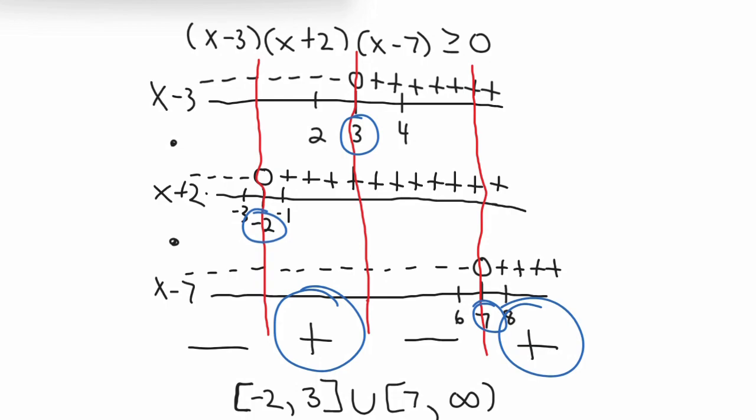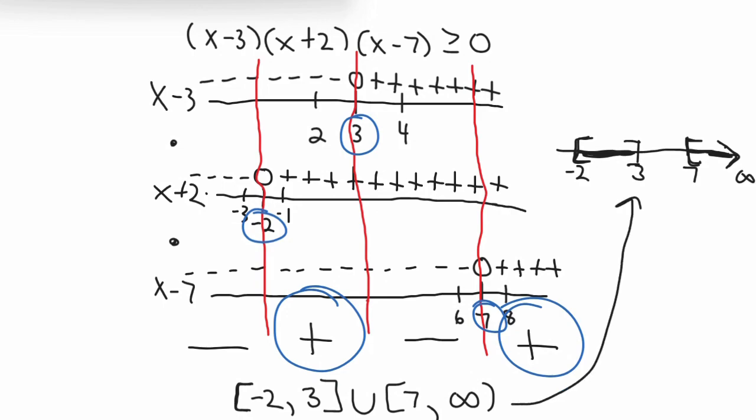To graph this, what you do is you go negative 2 up to 3 and everything in between, and then at 7 you got a square bracket there too, and it keeps going to the right on to infinity. So I did interval notation and I also graphed it. Here's our next problem. You may notice that you can factor the numerator, so let's do that.